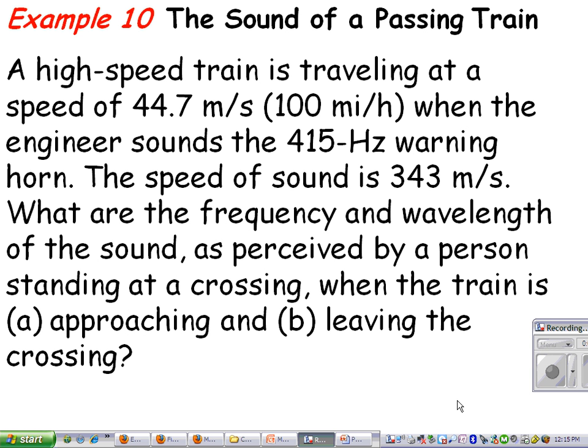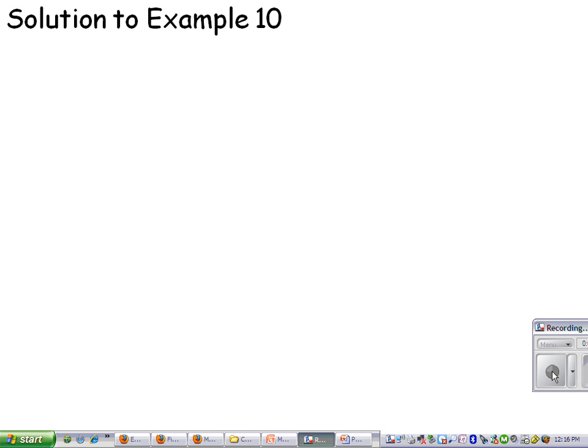So let's try some examples here. Read through example 10 and try it, and then we'll go to the answer, see if you get it correct. It says a high-speed train is traveling at a speed of 44.7 meters per second when the engineer sounds the 415 hertz warning horn. The speed of sound is 343 meters per second. What are the frequency and wavelength of the sound as perceived by a person standing at a crossing when the train is approaching and leaving the crossing? So go ahead, pause the video, try that on a separate sheet of paper, and see if you get these answers correct. And we'll have the solution to example 10 here.